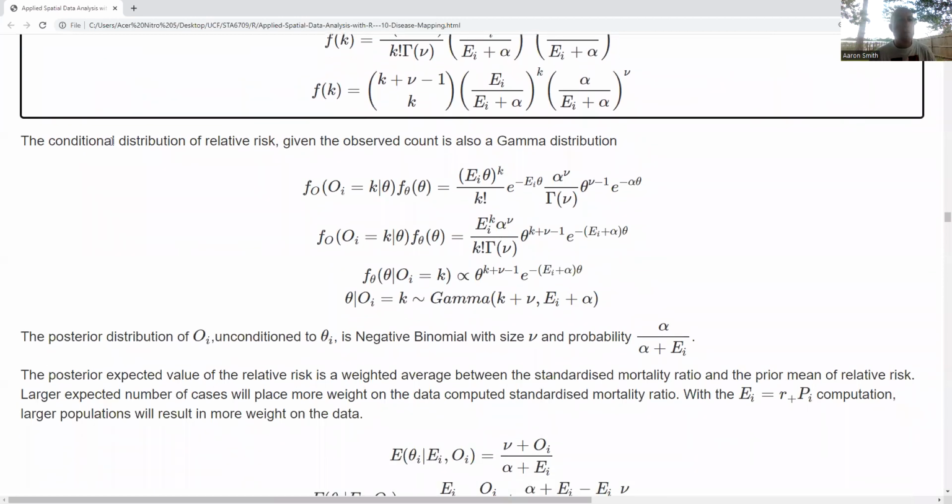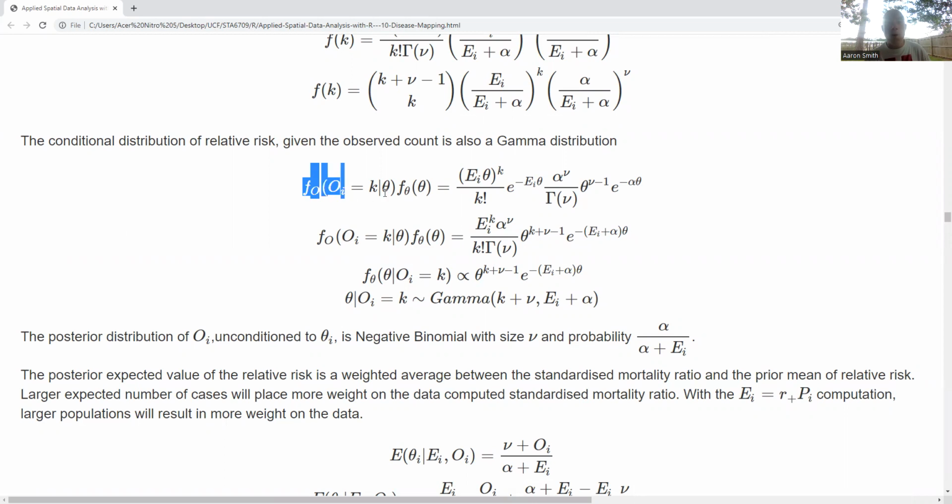All right, now the conditional distribution of relative risk, given the observed counts, is also a gamma distribution. So what I want to figure out is the distribution of the relative risk. Well, here's the equation I've already got set up. Now, here I've got everything here. What I want to do is rewrite this in terms of just the thetas, just like I did before.